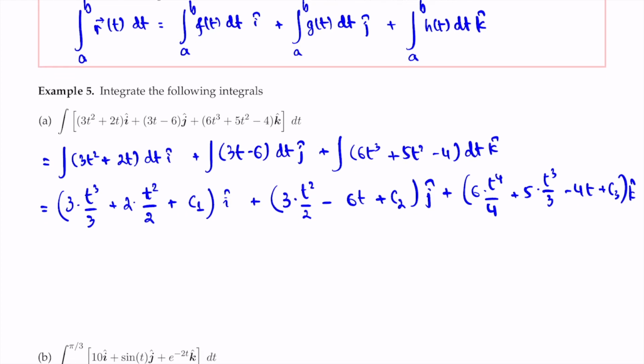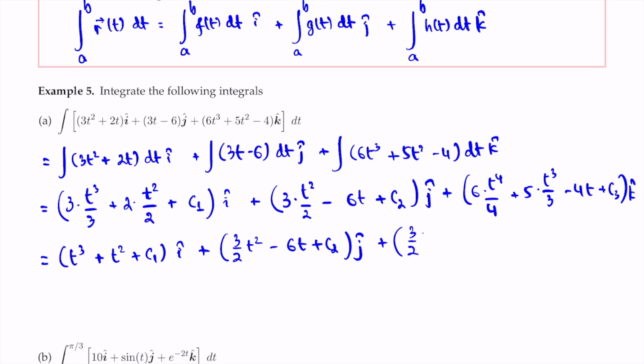Then you can simplify your result a little bit here, so you get t cubed plus t squared plus c1 i, plus 3 half t squared minus 6t plus c2 j, plus 3 half t to the 4 plus 5 over 3 t cubed minus 4t plus c3 k hat.